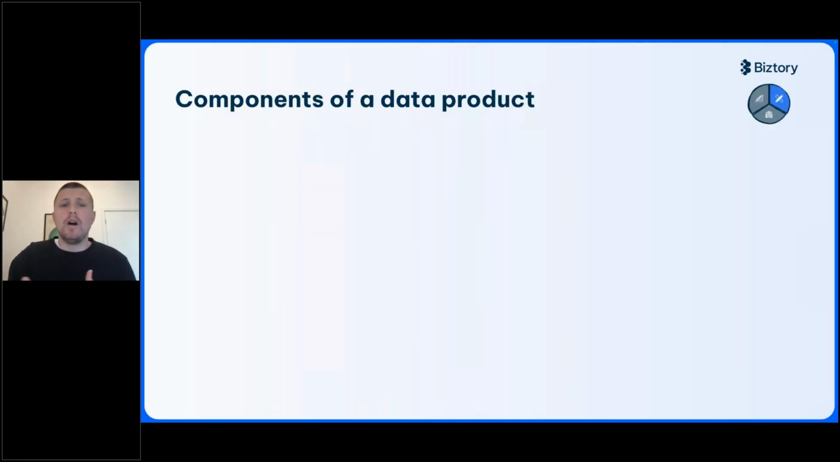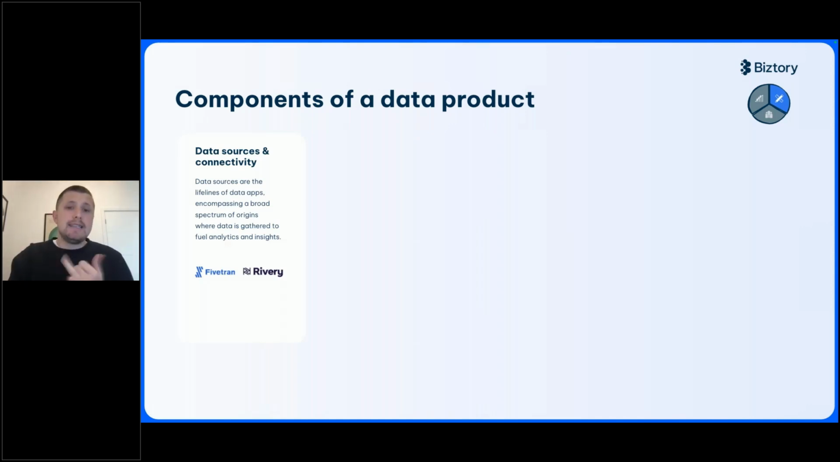So let's take a look at the key components that you'll actually need to build that functional data product. Think of this as your data product tech stack, from source to insight to experience. So step 1 is data sources and connectivity. This is where everything begins. You need to connect the dots to the systems generating that data. CRMs, ERPs, websites, wherever your data lives, you need to reach that. So tools like Fivetran and Rivery help ingestion from dozens of data sources without building custom data pipelines.